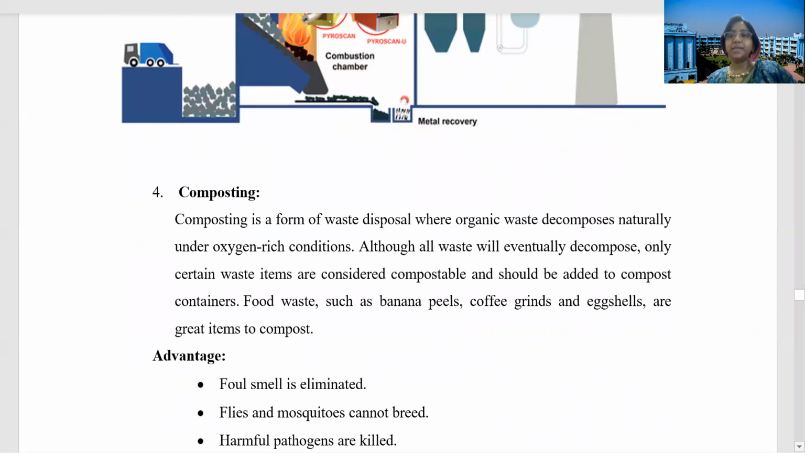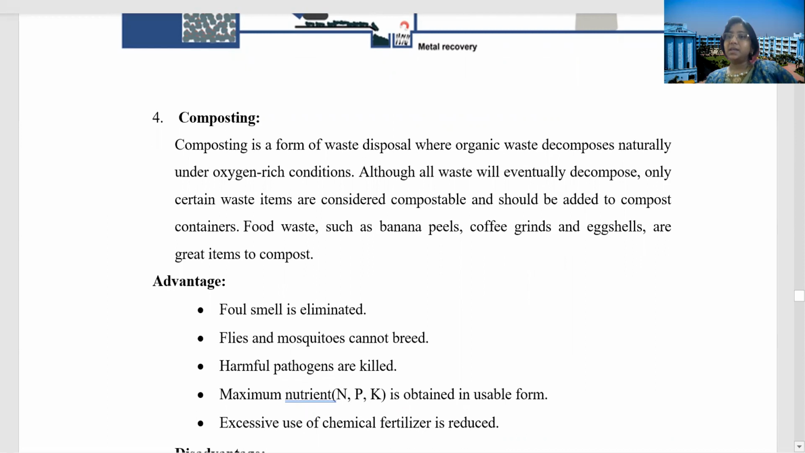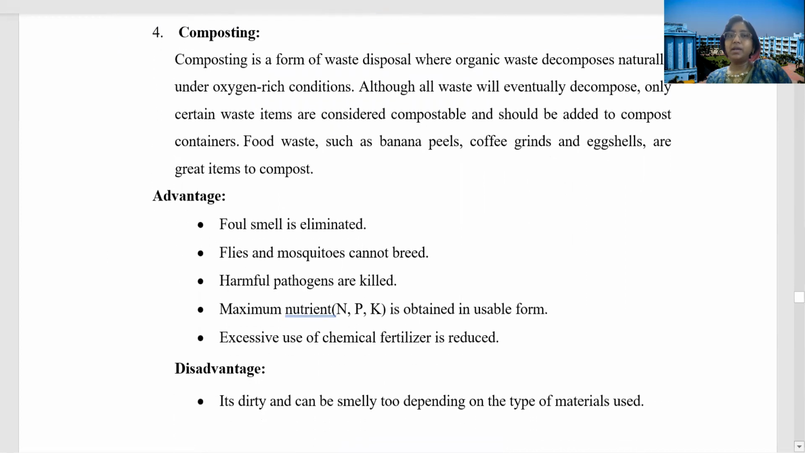Next is the composting method. That is a very good, very useful method. Composting is a form of waste disposal where organic waste decomposes naturally under oxygen-rich conditions. You know which are the organic materials, like our waste vegetables. If we throw them into the soil, the soil has a natural process, so they will be decomposed by microorganisms, that means their body will be decomposed by microorganisms and become a part of the soil. So this is called composting.